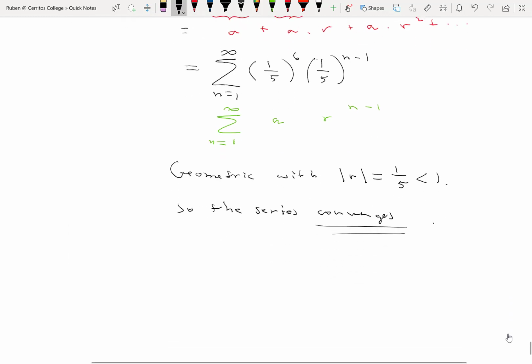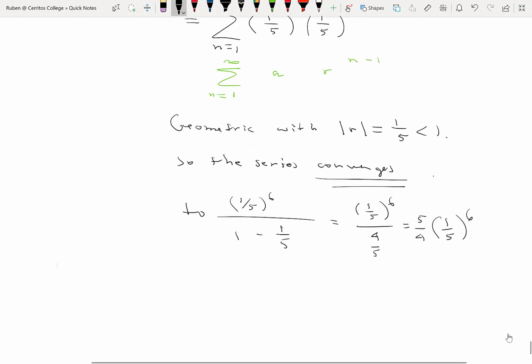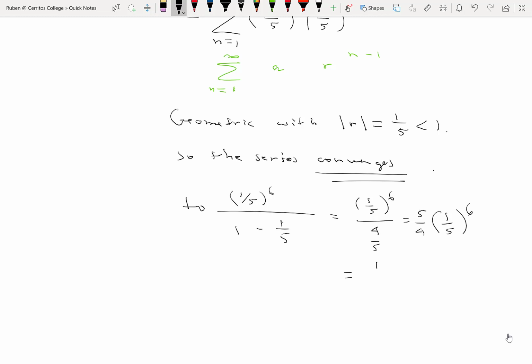And we were also asked to figure out what the series converges to. So it converges to 1/5 to the 6th over 1 minus 1/5. 1 minus 1/5 is 5/5 minus 1/5, or 4/5. So this is 1/5 to the 6th over 4/5, or 5/4 times 1/5 to the 6th, or, my goodness, 1/4 times 1/5 to the 5th, and I wouldn't expect you to multiply that out. So that's the value for us for now.